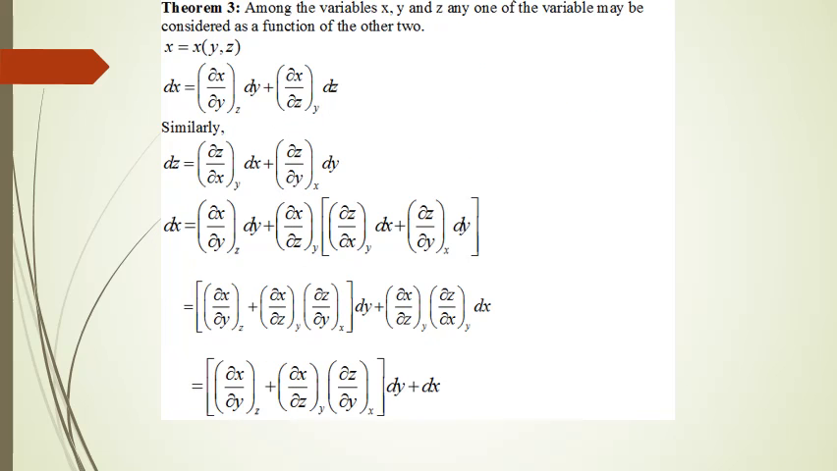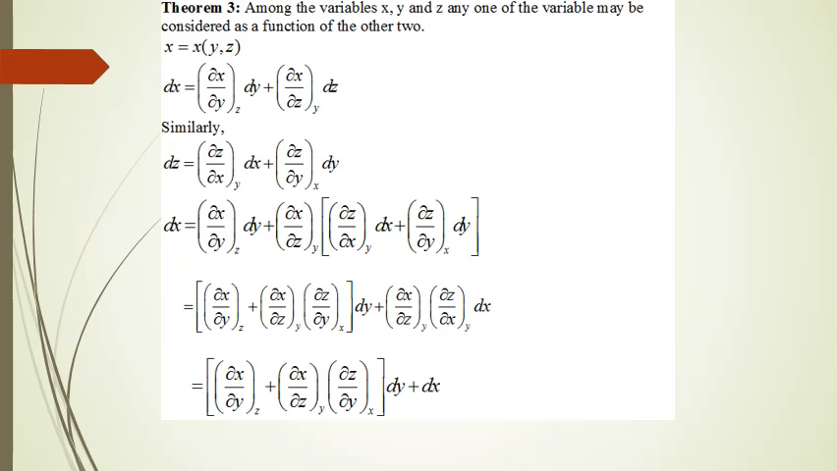Theorem third. Among the variables x, y and z, any one of the variables may be considered as the function of the other two. x is such that x is considered as the function of y and z. dx is equal to del x upon del y when z is constant into dy plus del x upon del z when y is constant into dz. Similarly, dz is equal to del z upon del x when y is constant into dx plus del z upon del y when x is constant into dy.